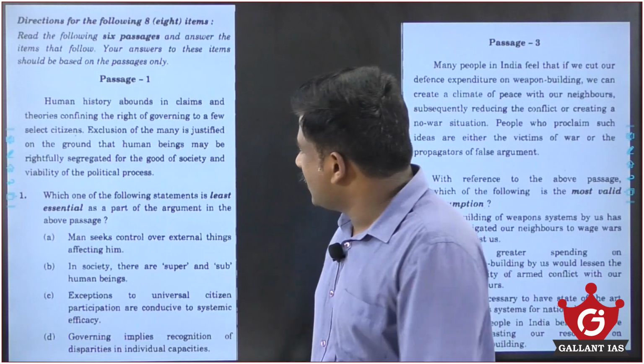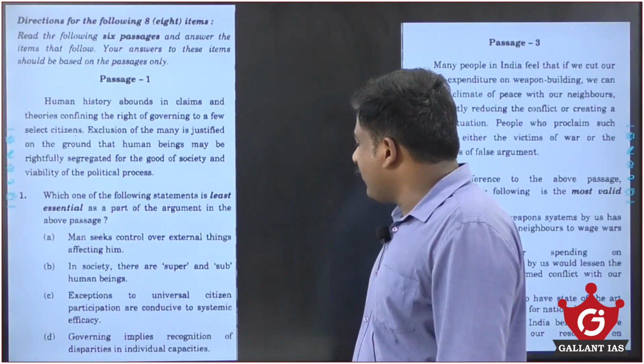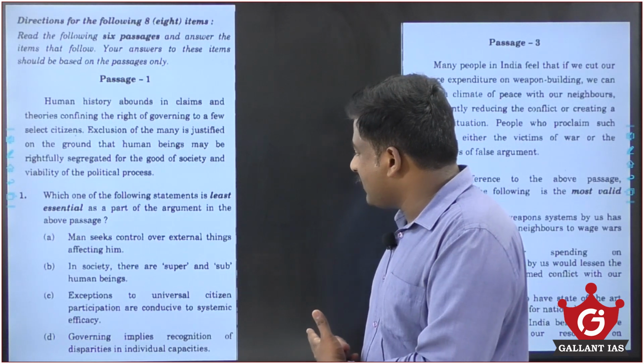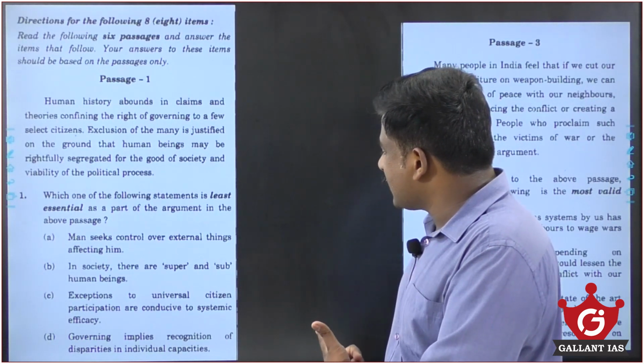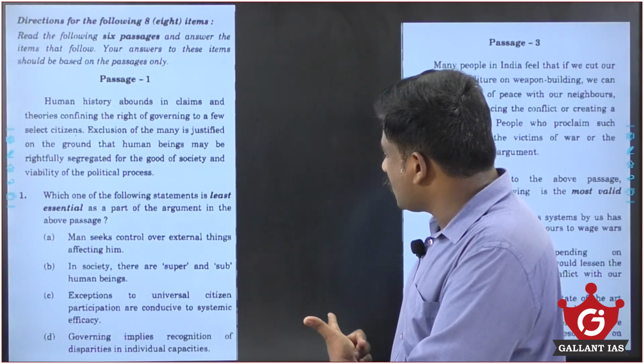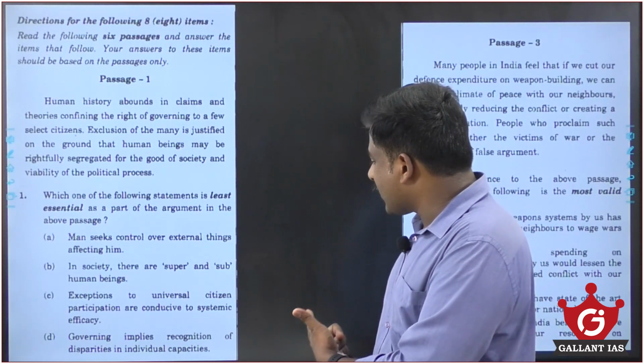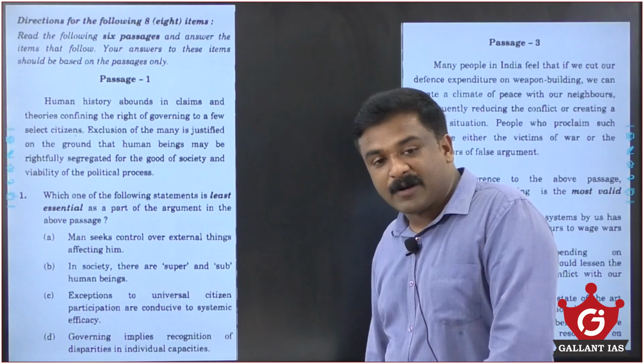So you see, man seeks control over external things affecting him. In society, there are super and subhuman beings. Exemptions to universal citizens' participation are conducive to systemic efficacy. Governing implies recognition of disparities in individual capacities.